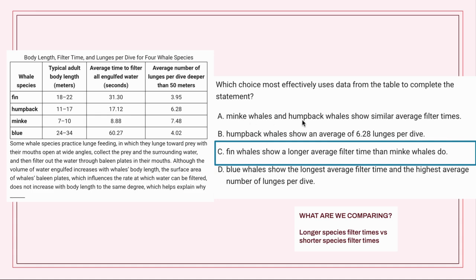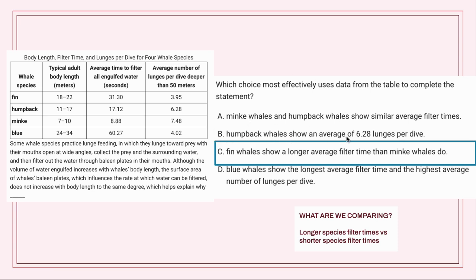Minke whales and humpback whales show similar average filter times. No, that's just not true, because minke whales take like 9 seconds and humpbacks take like 18 seconds. And also we're trying to show that the larger you are, the bigger the difference in filter times. So this one is not doing that. This is trying to say that two whales have similar filter times even though they're very different in size.